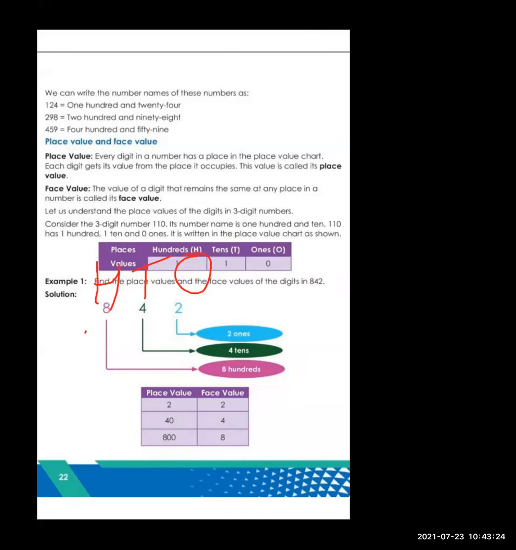800, 4 tens, 2 ones. जो ones, tens, 100, that is the place value of the number. So I'll give you some examples on the screen. You can identify which are the place value and which are the face value.